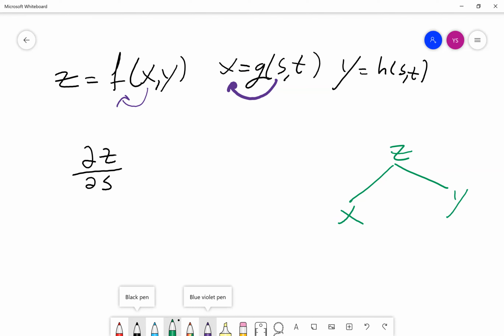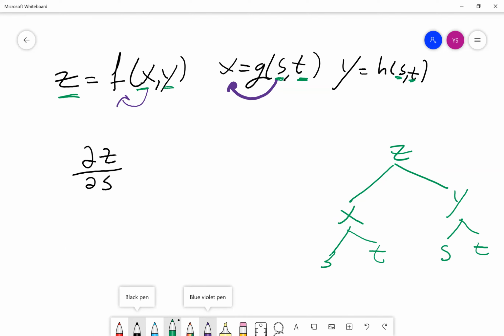My z depends on x and then y, right? This z is a function of x and y. So now what does my x depend on? My x depends on my s and my t, right? Functions of s and t. And my y also depends on s and t, right? Again, y is a function of s and t.